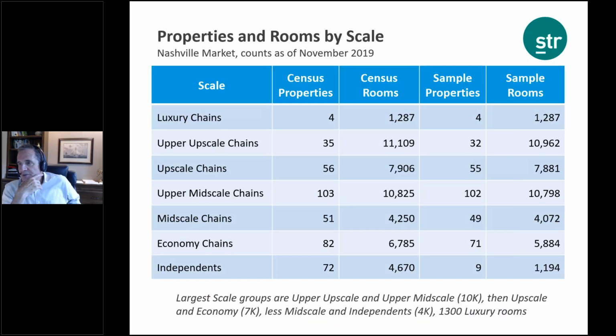Here's another table. This is by scale. And here we have 7 different rows, no surprise. The hotels subtotaled by scale, number of rooms, number of properties, census, and sample. And you look at this data for your market when you copy and paste it in and make observations. For Nashville, we learn upper upscale is the largest group, then upper mid-scale.